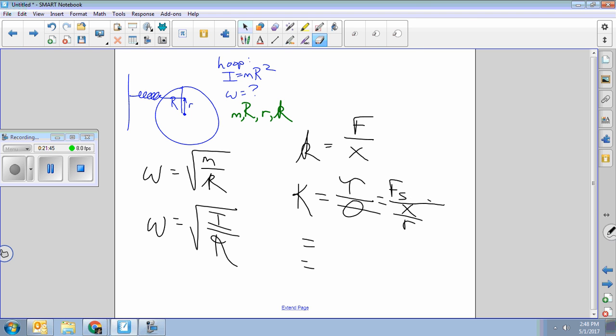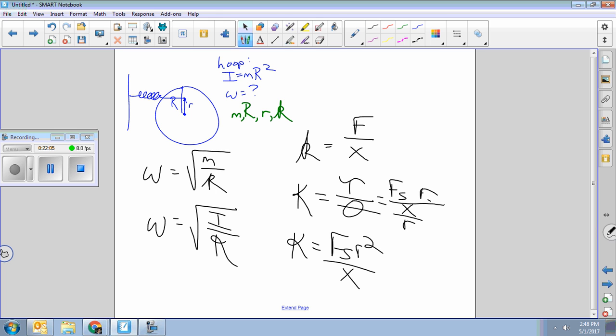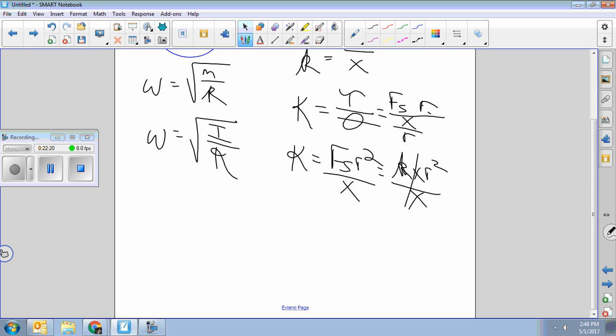Sorry, I messed up. We're trying to find torque, so it's the force of the spring, not times x. It's the force of the spring times little r, right? So if you simplify that, you get that kappa is Fs r squared over x. And Fs is kx, over x, so the x cancels. So kappa is k times r squared. All right. Good with that?